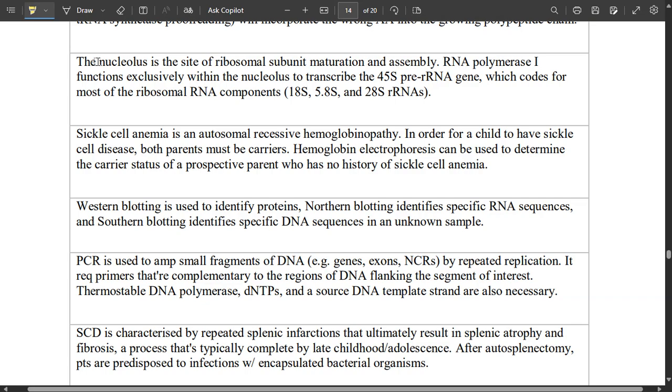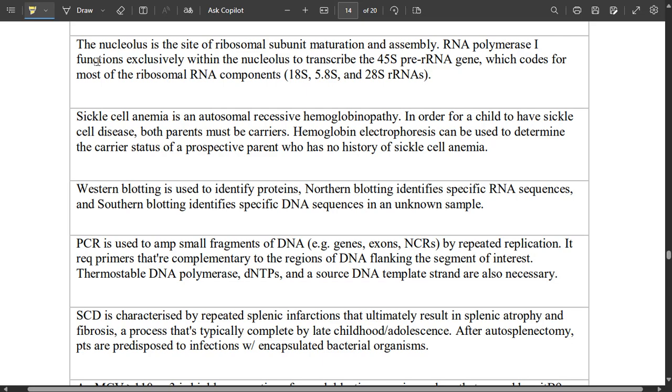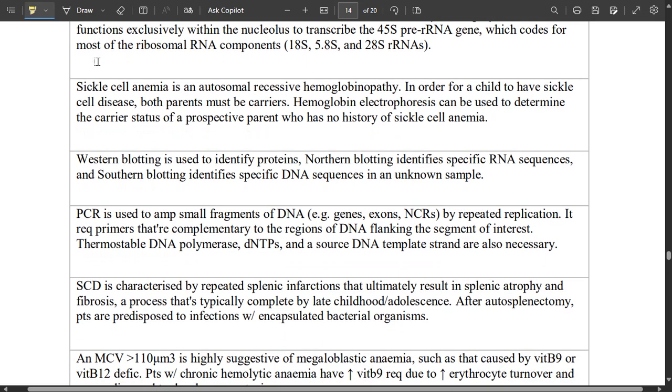All right, sickle cell anemia. Now let's talk about sickle cell anemia. Sickle cell anemia is an autosomal recessive hemoglobinopathy.